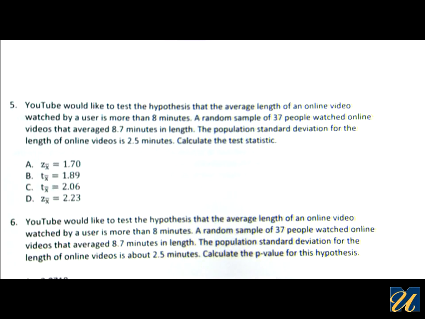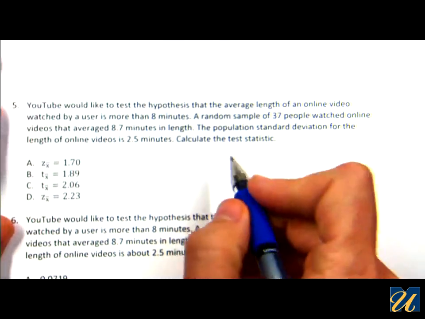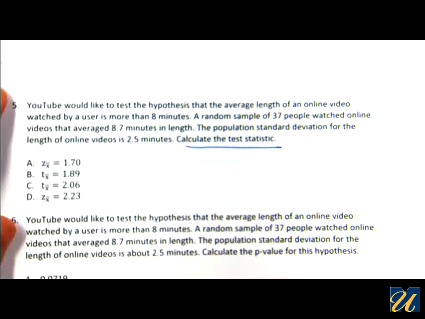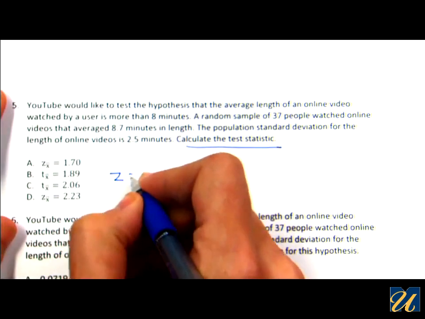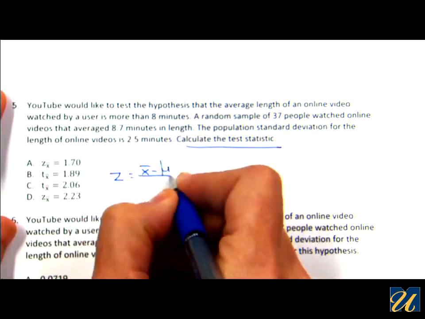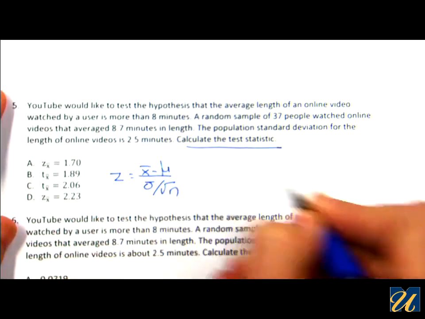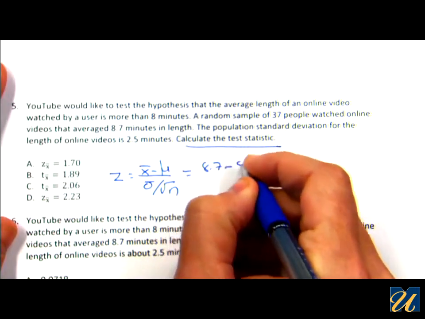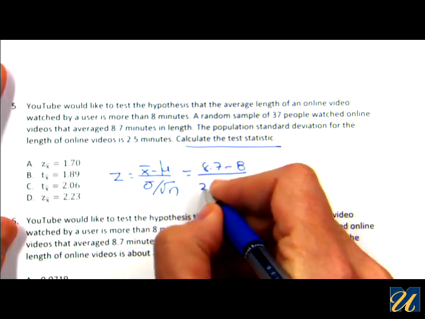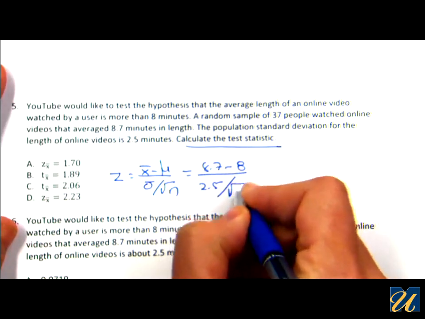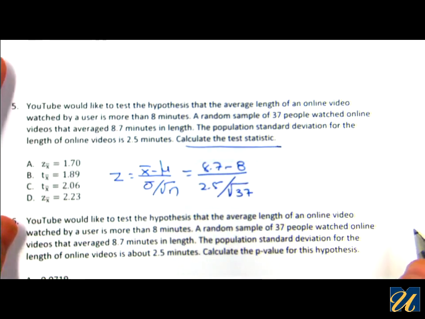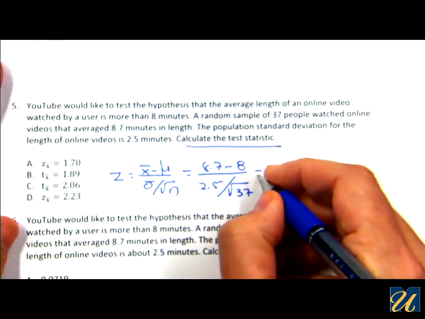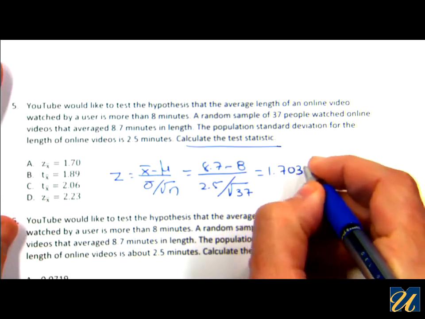Now, for the same problem, we want to find the test statistic. Once again, we have a Z test statistic, x bar minus mu over sigma divided by square root of n. X bar is 8.7 minus 8 over 2.5 divided by square root of 37. So this will be equal to 1.7032.